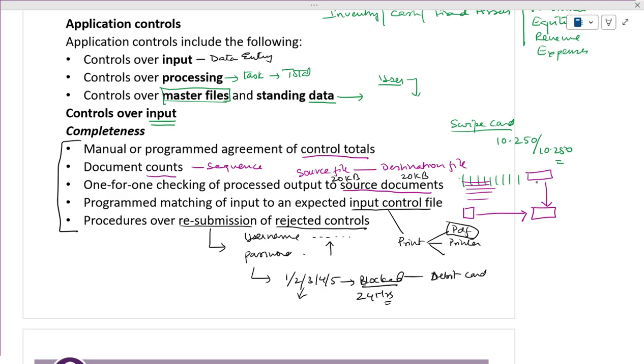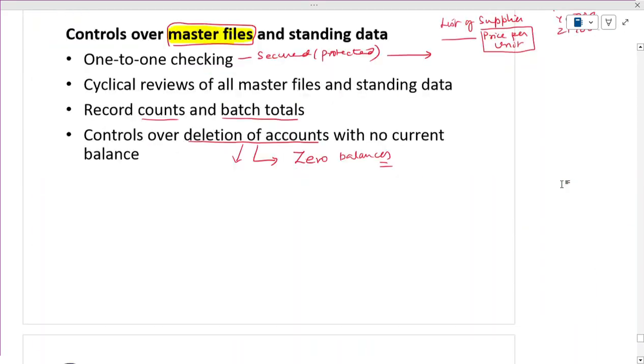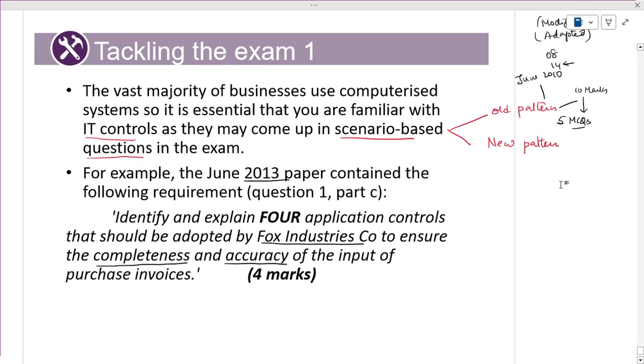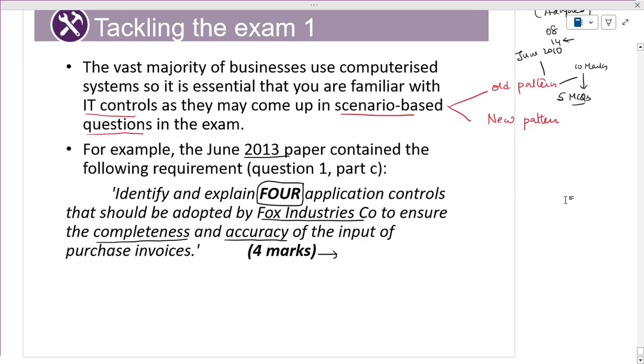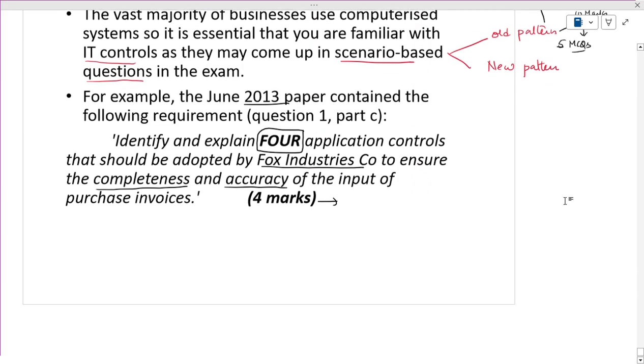Manual or program controls. They are asking for 4 application controls, for 4 marks. It means 2 for completeness, 2 for accuracy, again to ensure completeness of the inputs of purchase invoices. Just keep it in mind.